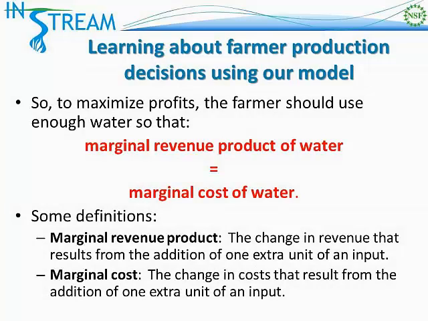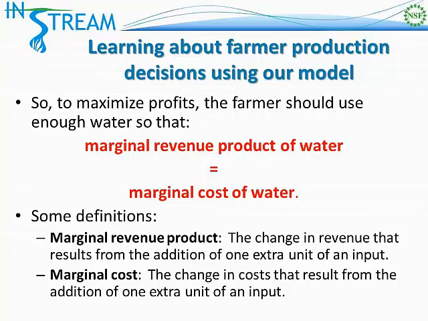So, to repeat this in another way, in order to maximize profits, the farmer should use enough water so that the marginal revenue product of water equals the marginal cost of water. Let's define these two terms, the marginal revenue product of water and the marginal cost of water.